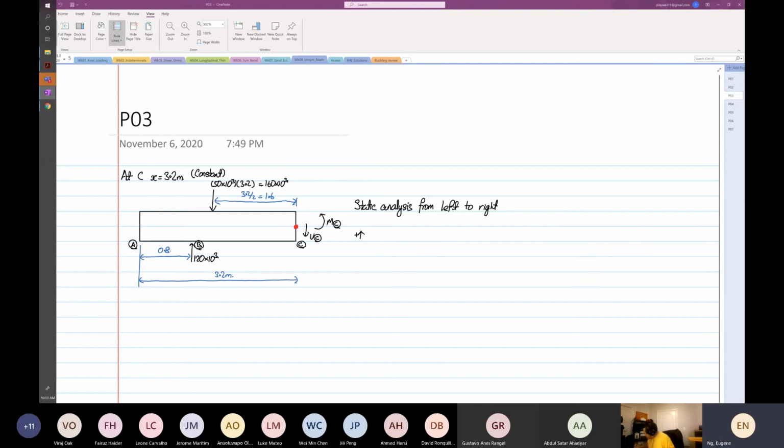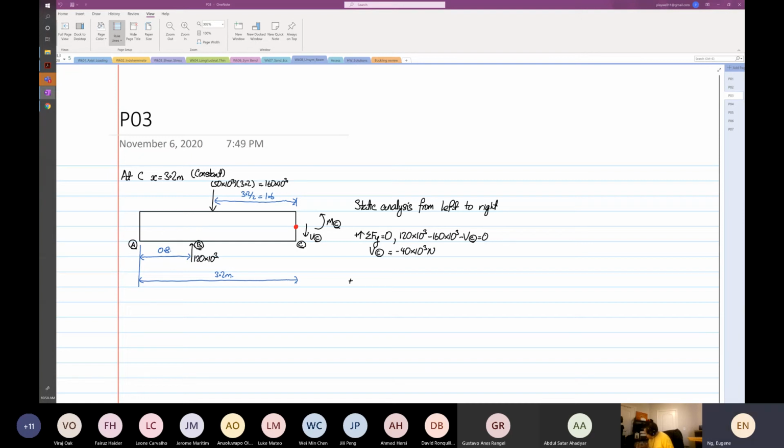Okay. So summation of forces in the y direction is equal to zero. So you have 120 times 10 to the power 3, then minus 160 times 10 to the power 3, minus V at point C, is equal to zero. So the shear force at point C is equal to 120 minus 160. So it's equal to minus 40 times 10 to the power 3 Newton.